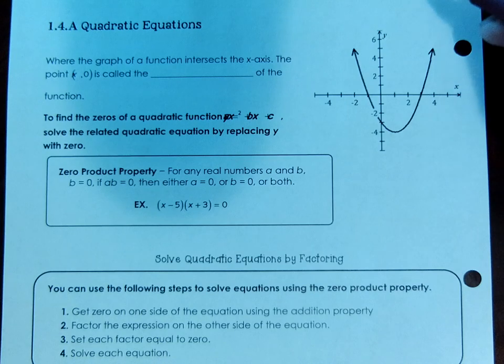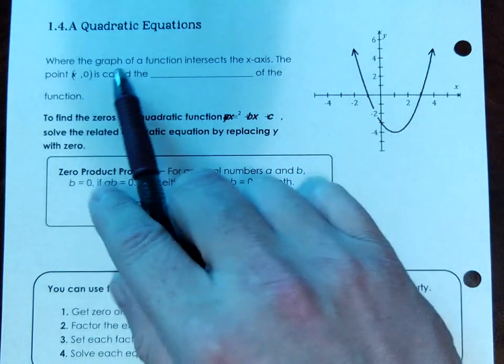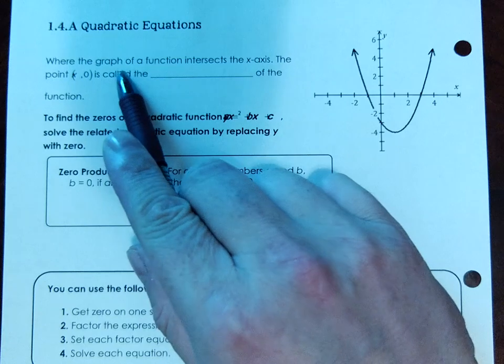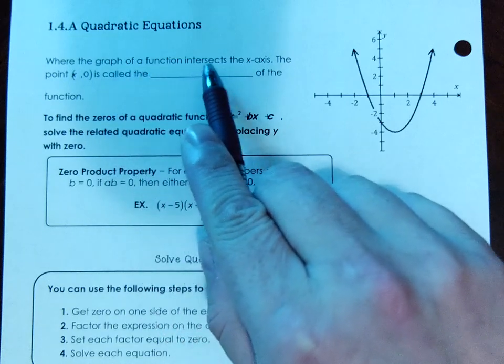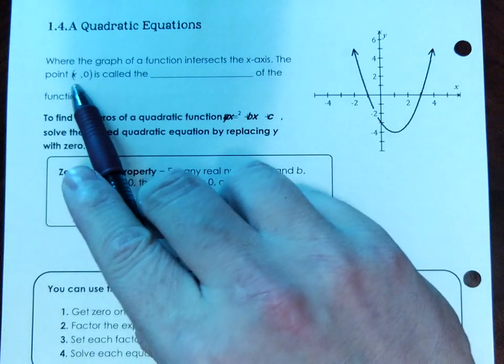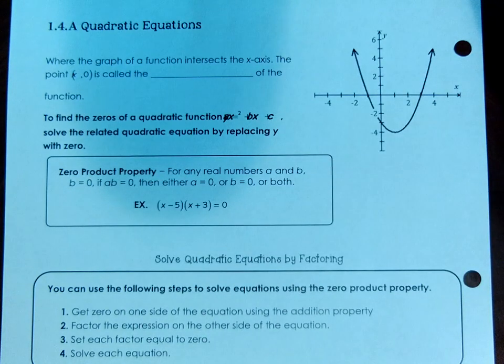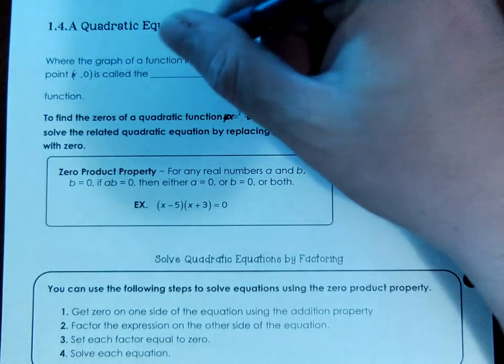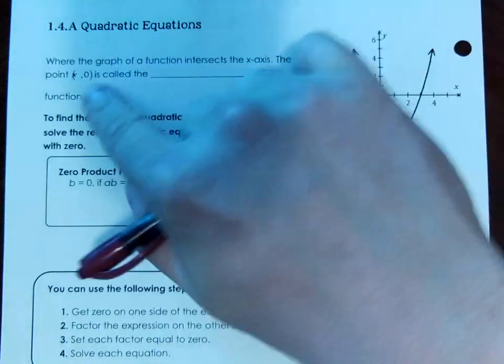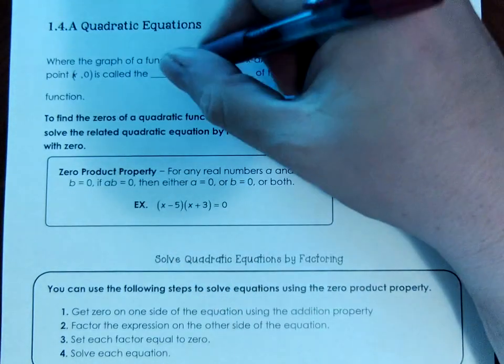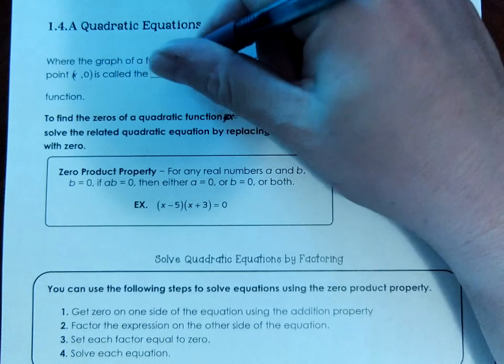Today we're going to discuss our 1.4a quadratic equations. Alright, so first item here: where the graph of a function intersects the x-axis, the point (x, 0) is called the x-intercept. Sorry, this got printed off a little bit odd here. X-intercept.